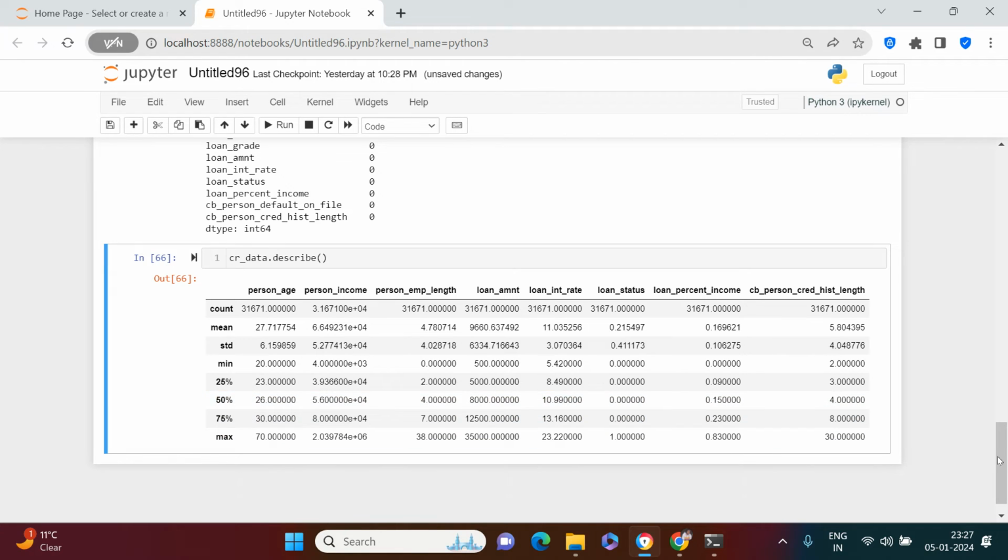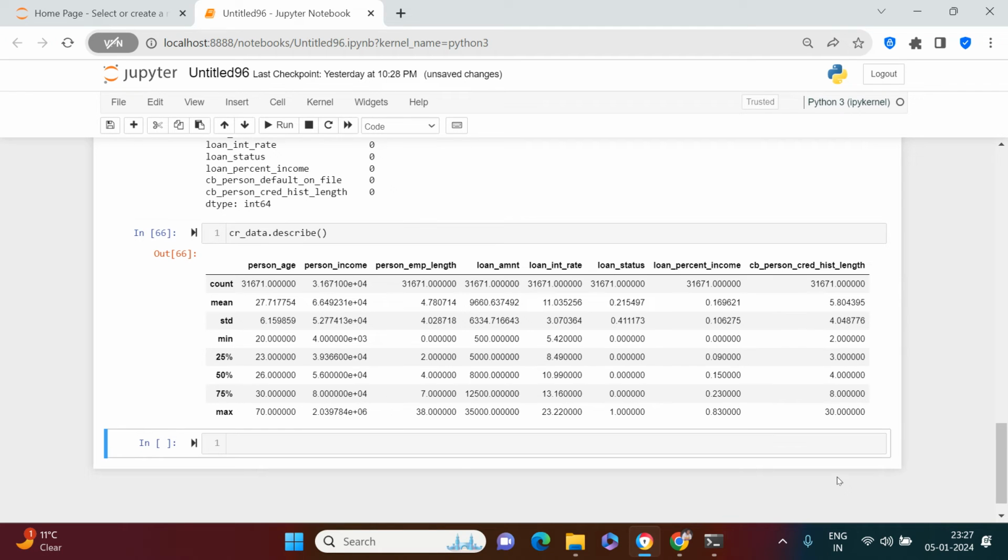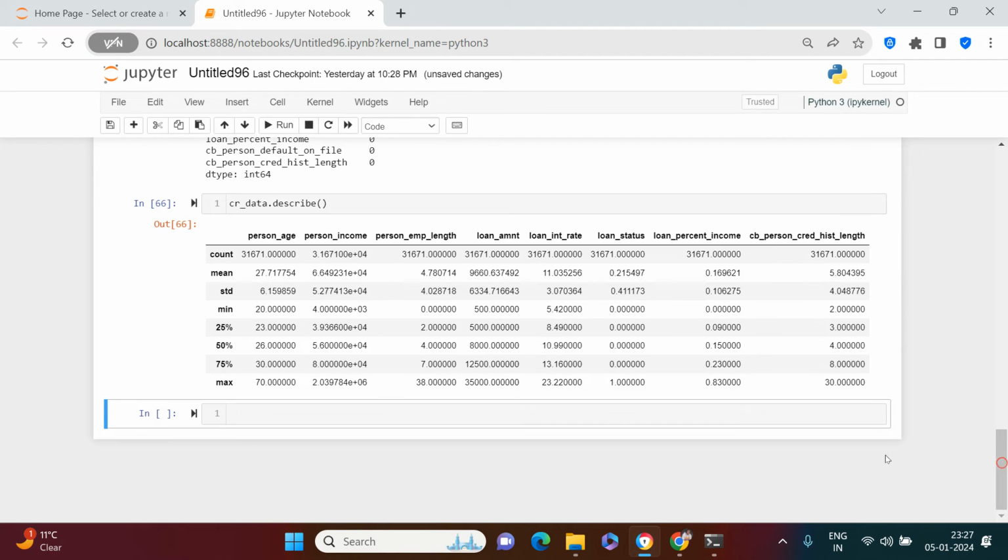Now let's have a look at the number of records that we have, so that we could determine whether the data is balanced enough or not. So how can we determine that? That's on the basis of the loan status. So what I'm going to say is group by loan status and dot count, and I can pick any column, let's say person age.